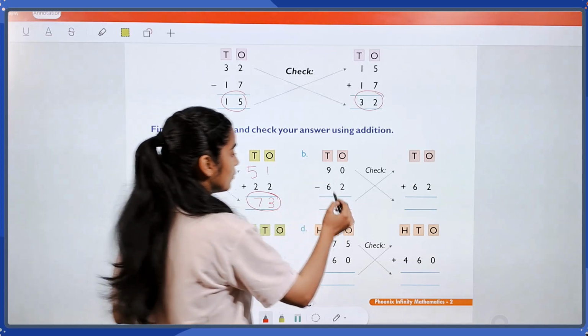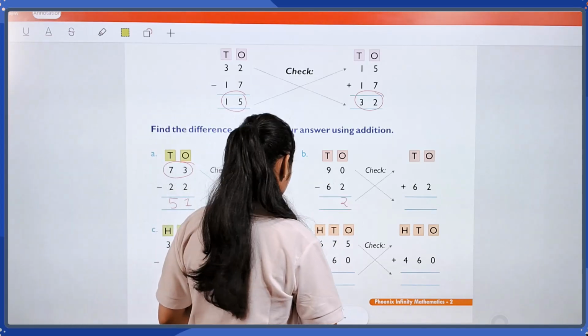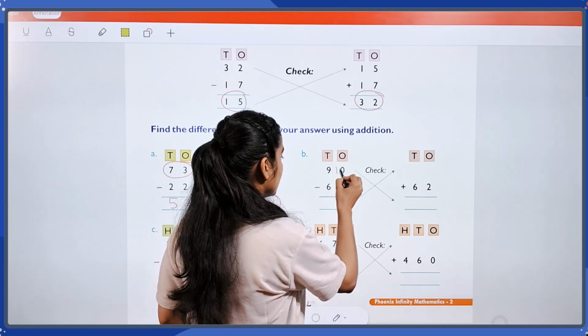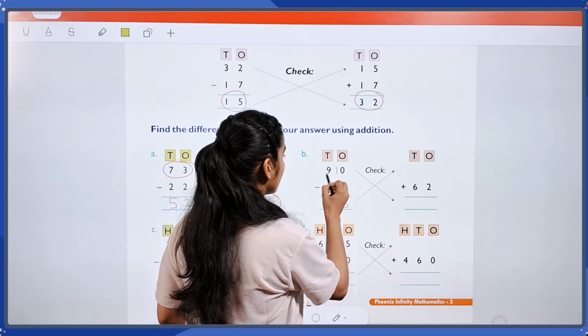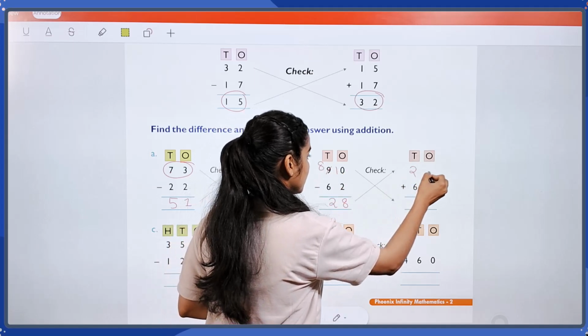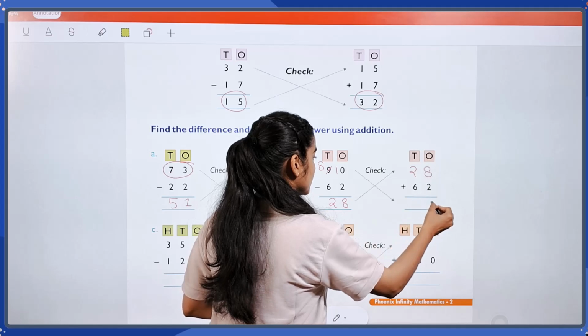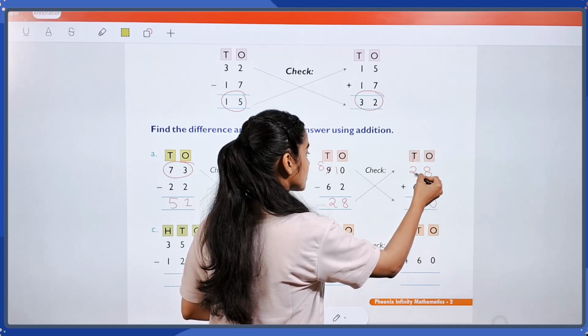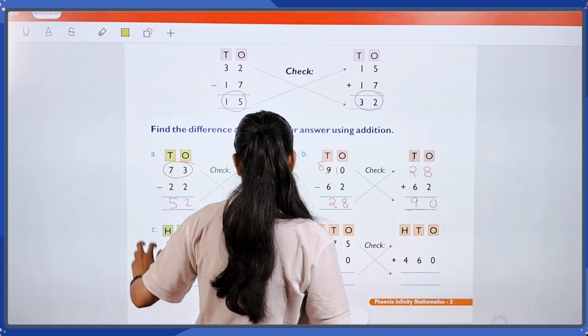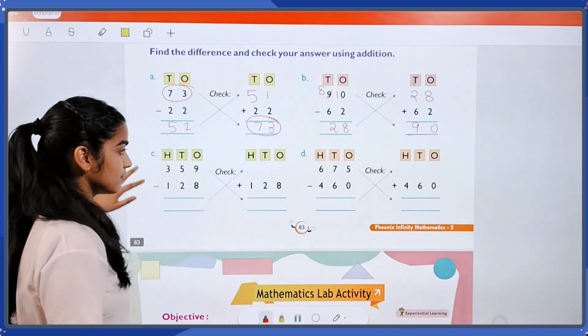Similarly for this case, 0 minus 2 is not possible. So what do we take here? 10. 10 minus 2 is 8, and the next digit will be converted to 8. 8 minus 6 is 2. So 28 plus 62: 8 plus 2 is 10, so 0 and carry 1. 6 plus 2 is 8. 8 plus 1 is 9. So it is the same. You can check the rest of the questions similarly.